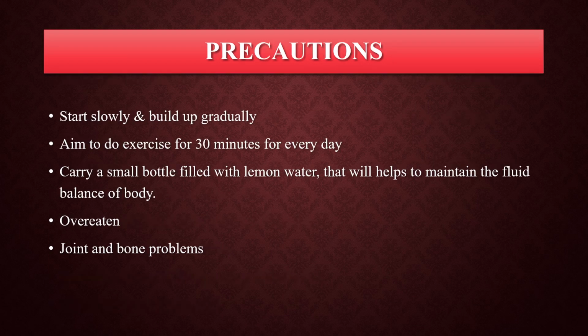Precautions. Glomerulonephritis starts slowly and builds up gradually. Aim to do exercise for 30 minutes daily. Carry a small bottle filled with lemon water that will help to maintain the fluid balance of the body. Avoid overeating, and watch for joint and bone problems. So these are some of the precautions of glomerulonephritis.